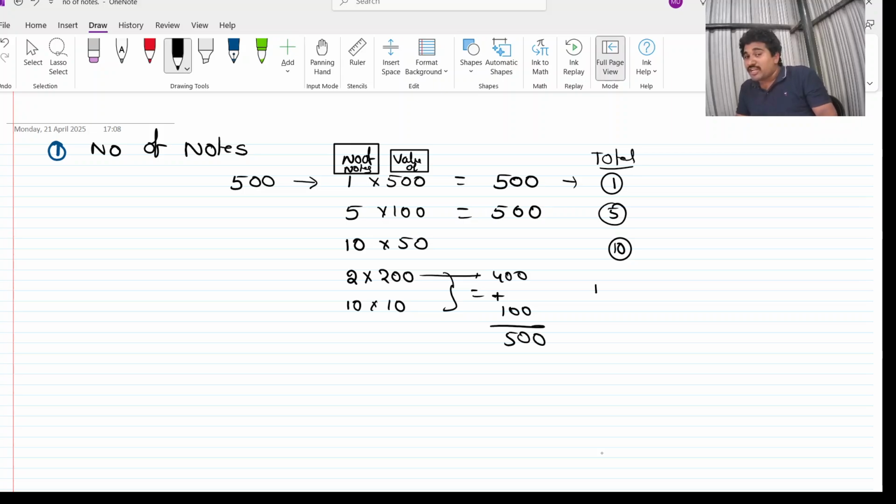Now what is the total number of notes? This is 2 and this is 10. Is that clear? So we can add the number of notes, no problem. How many notes did you get, sir? I got 12 notes. Clear?